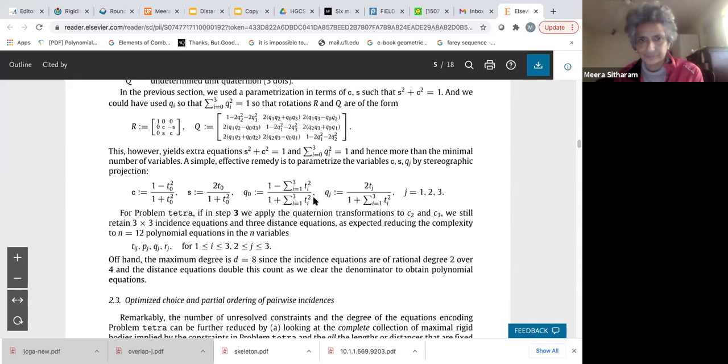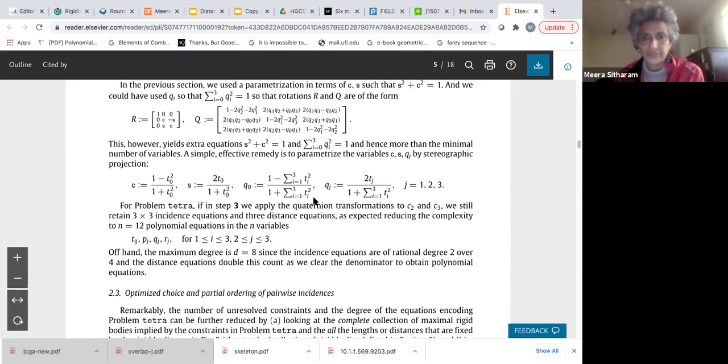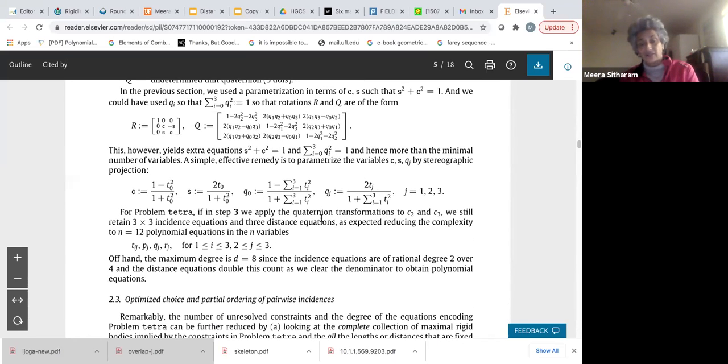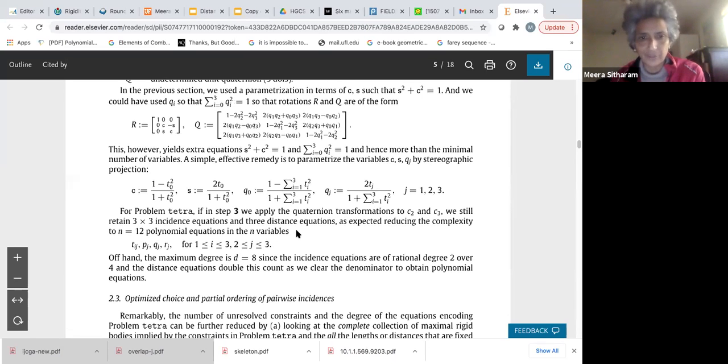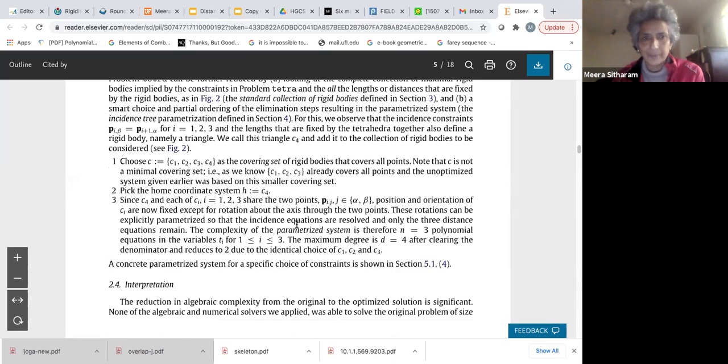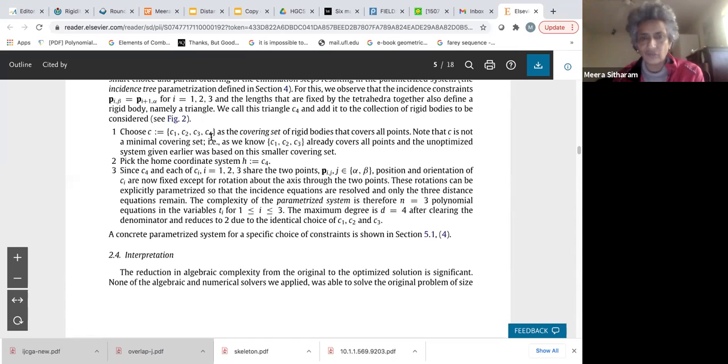So essentially we apply the quaternion transformations to C2 and C3, we still retain three by three incidence equations and three distance equations, reducing the complexity to this. This was the case I talked about, the intermediate way of doing it with quaternions. But you can make it better by choosing C1, C2, C3, C4 as the covering set, instead of the minimal covering set, which we picked here as just three of them.